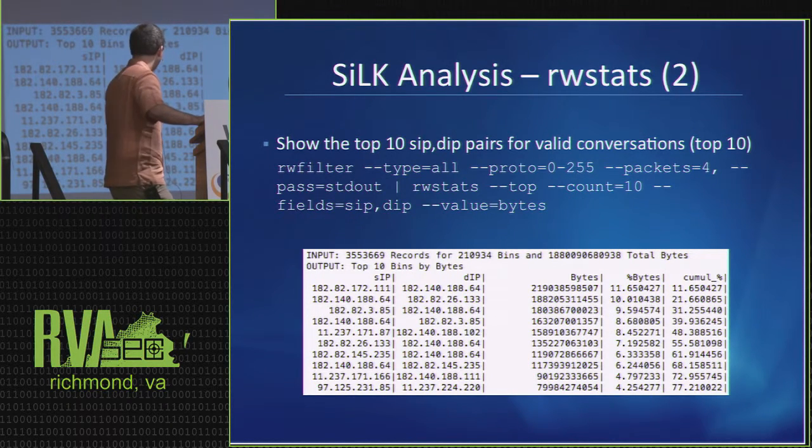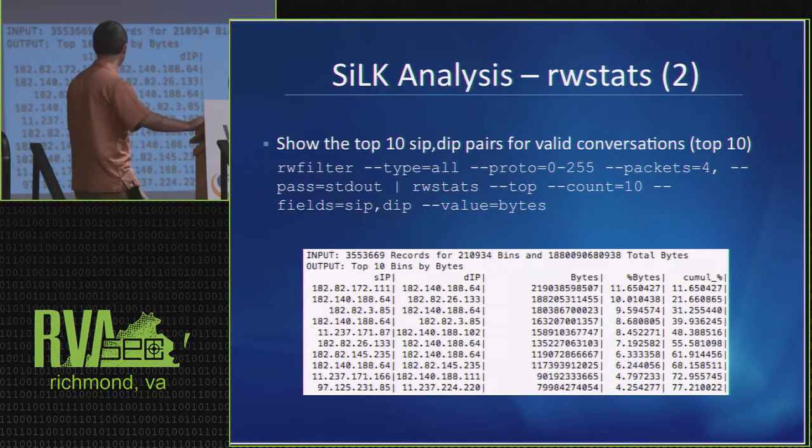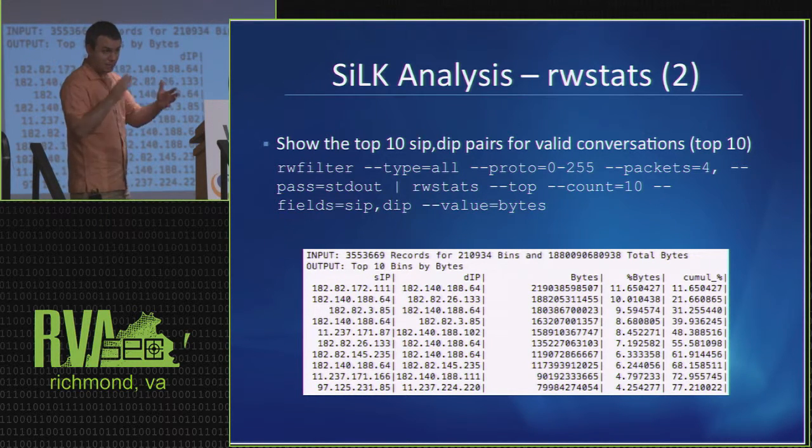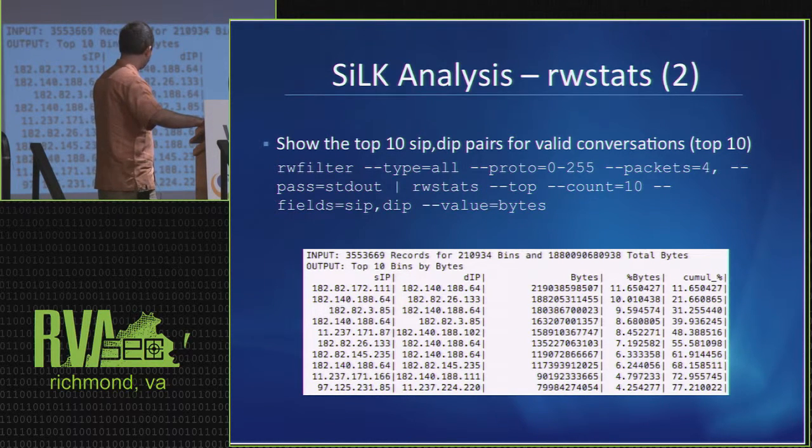Here's another example, looking for what we think are valid conversations. We're trying to get valid conversations at least. I probably could have put in an additional initial flag setting there that would have hammered that a little closer to being accurate. But again, we look at a splash of data where these are conversations that we hope are legitimate. We're looking for the top 10 SIP-DIP pairs by bytes. And you notice there's actually been quite a bit of data. This was a pretty big set of sample data that's been anonymized.